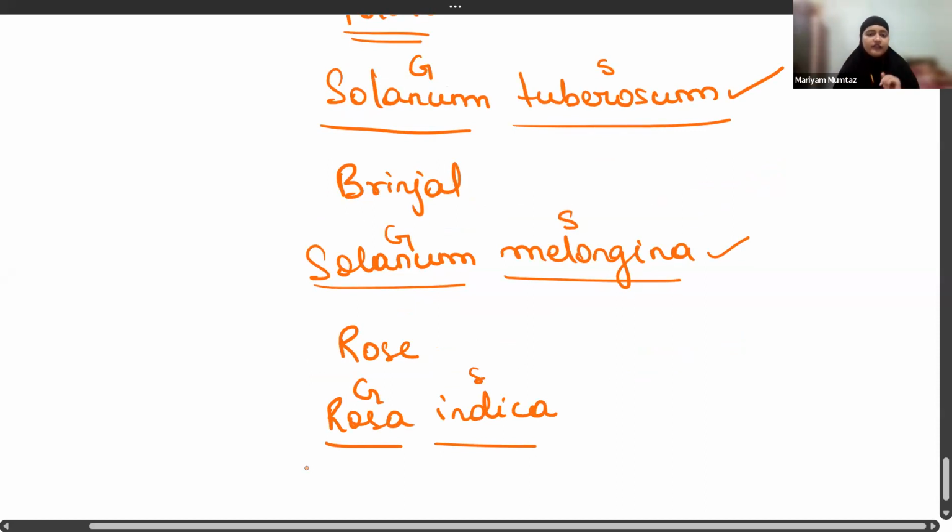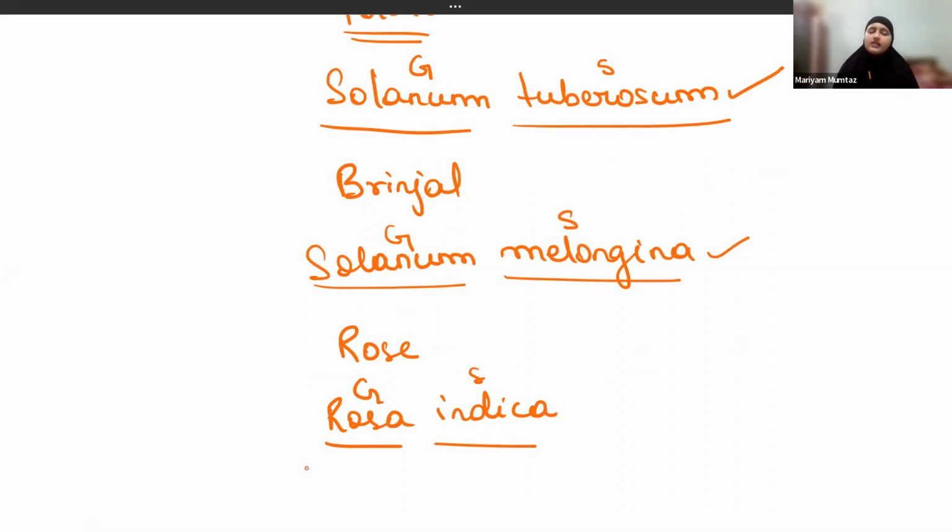Now can you tell me the difference between rose and brinjal? What is the difference? Tell me the difference. Yes. The genus is different and the species is also different. Meaning, the rose belongs to a different genus and the brinjal belongs to a different genus. Now you're getting? Yes. Is it clear now?